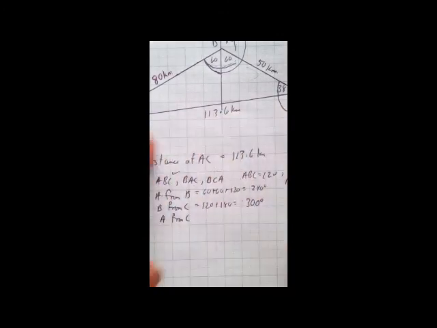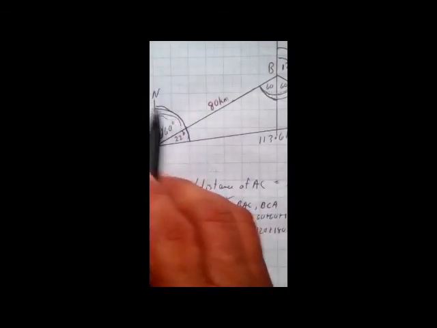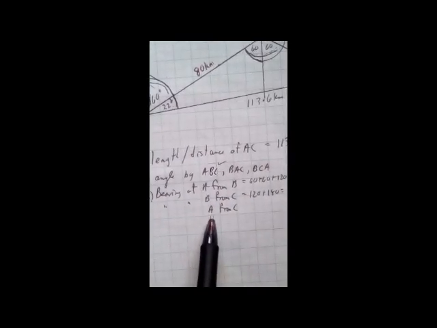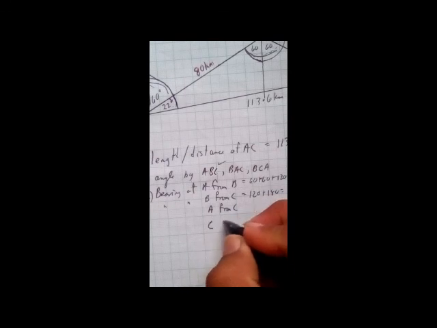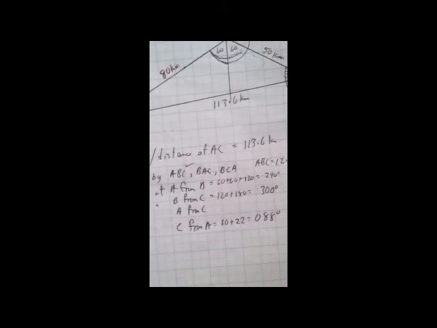Okay, and then the bearing of A from C. Now notice here, this angle here is equal to 88 degrees. This angle here is equal to 88 degrees. So in other words, the bearing of C from A is 88. So the bearing of C from A is equal to 60 plus 22, which gives us 088 degrees. That is 88 degrees. So the bearing of C from A is 88 degrees.